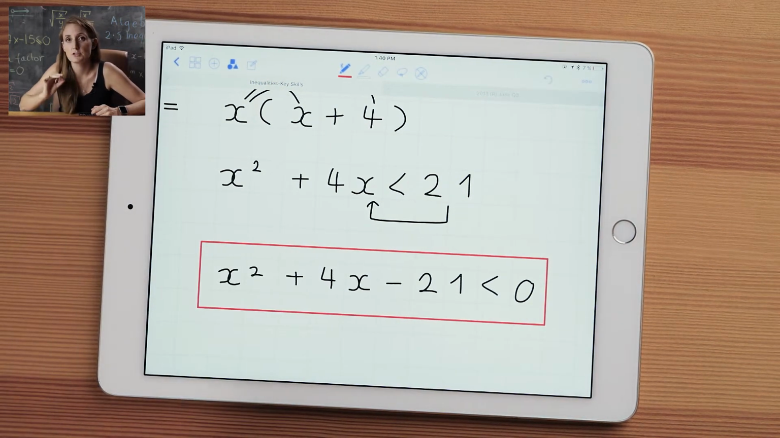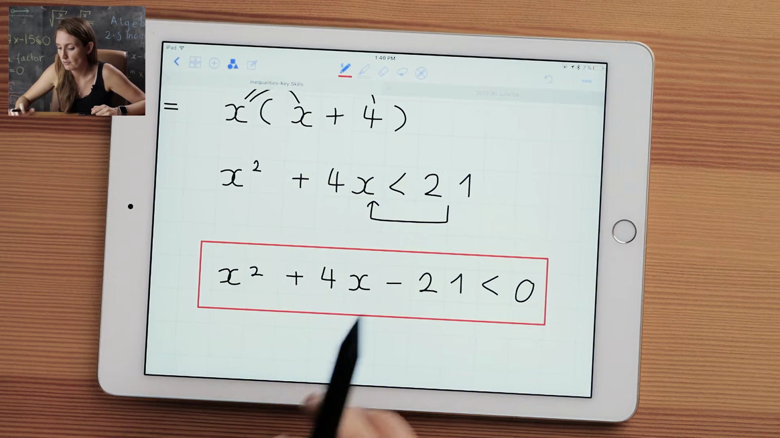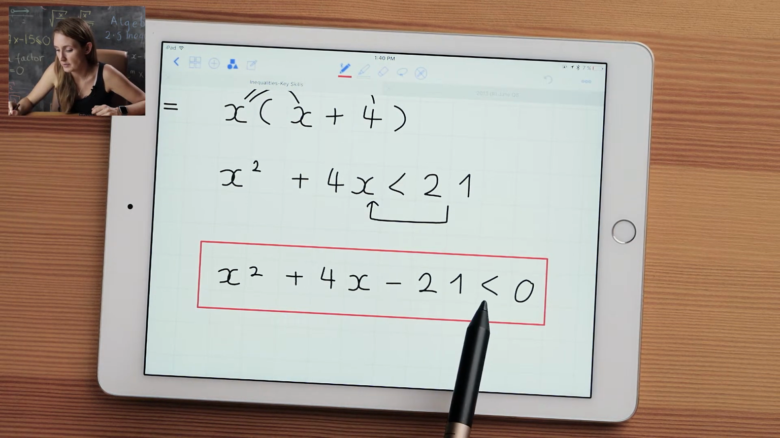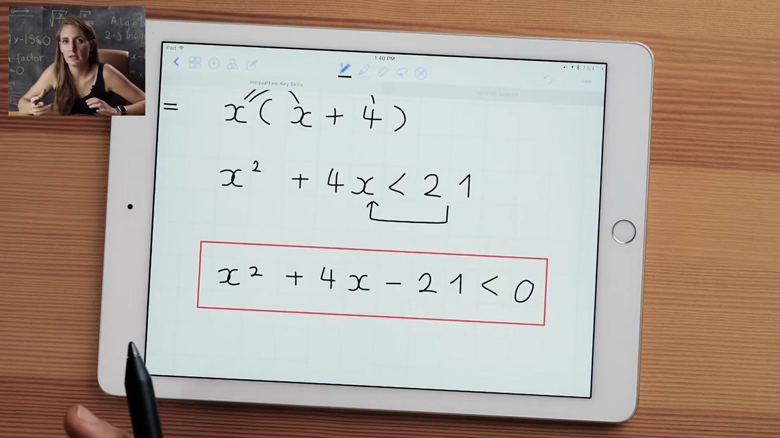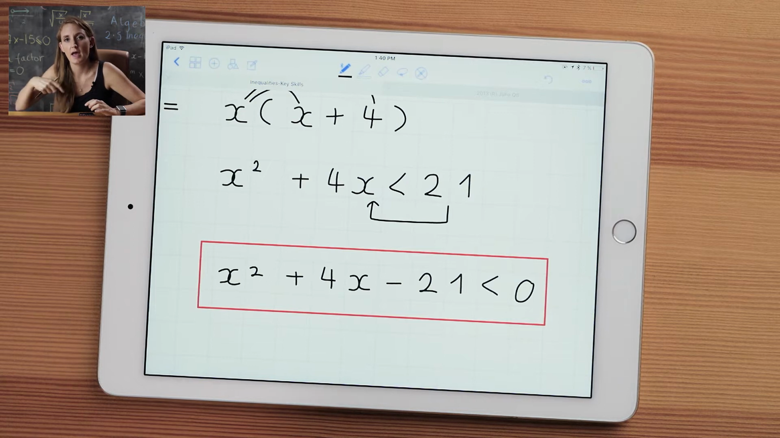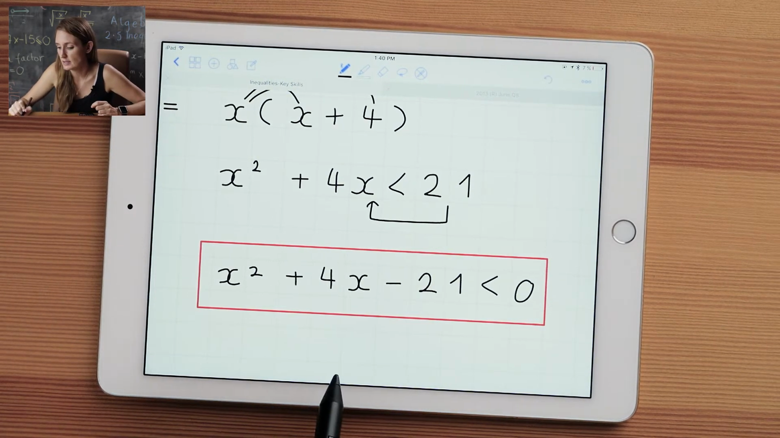Now we have to solve that inequality. And if you remember, if we have a quadratic inequality like this one, the first step was to factorize it. If you're struggling with a quadratic inequality, skip back a couple of videos and look at the 3 videos that I've already covered on how to solve quadratic inequalities.